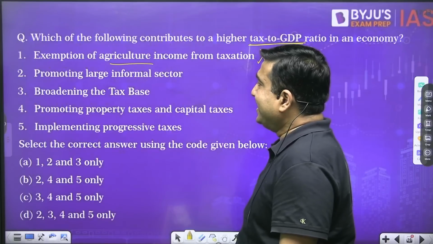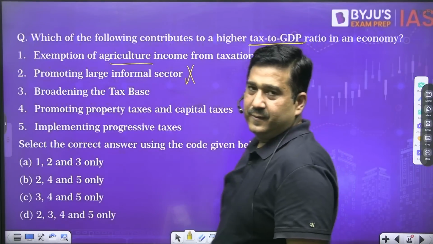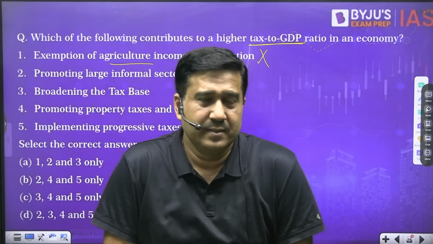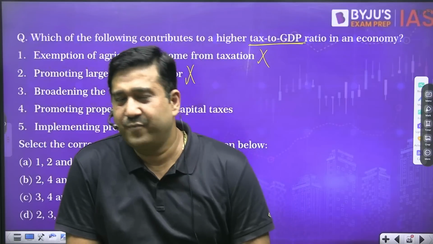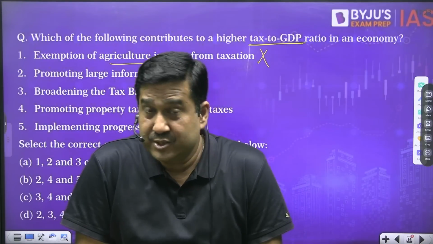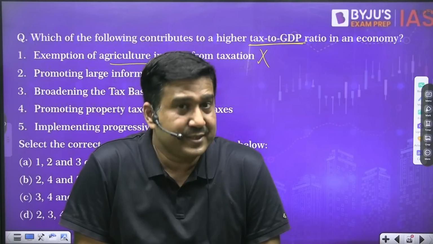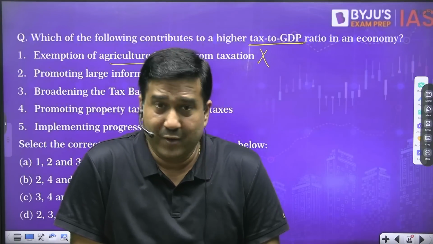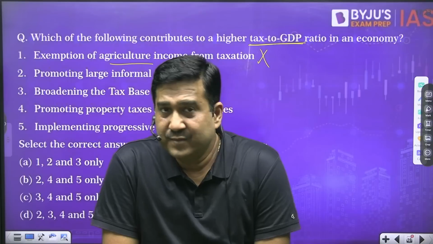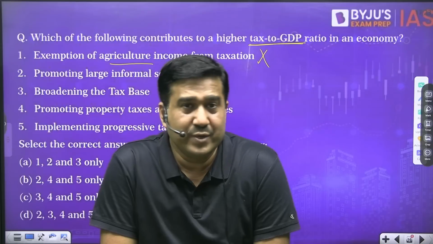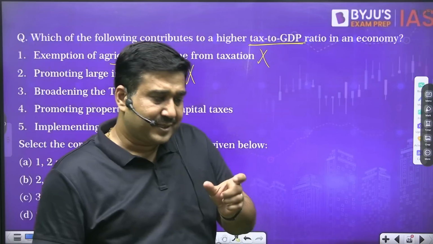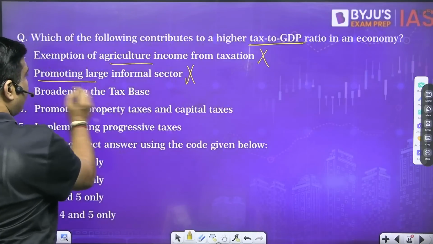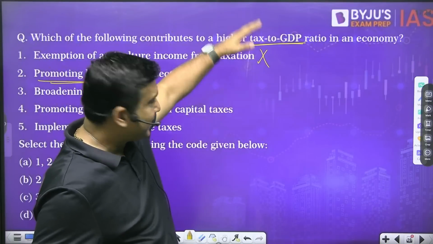Second, promoting large informal sector, incorrect. Because if you are promoting informal sector, you are actually promoting non-compliance of taxes. Why? Because how has this informal sector been defined? A sector which employs less than 10 people if using electricity, less than 20 people if not using electricity. These are informal sectors, don't pay taxes. If you look at India yearbook, it defines informal sector as a sector where modern form of trade union is lacking. So thereby these sectors are usually tax exempt. These are smaller sectors. So if we promote informal sector, we are actually bringing down tax to GDP ratio.